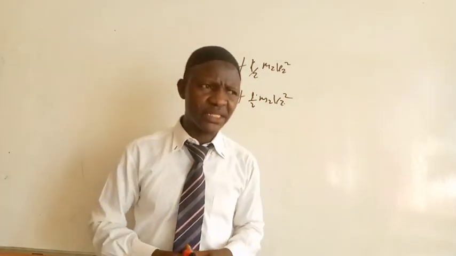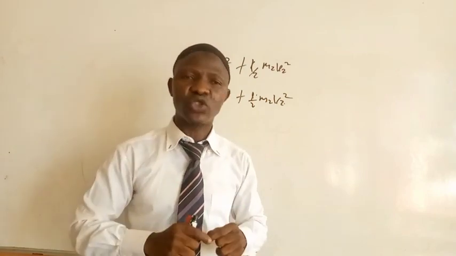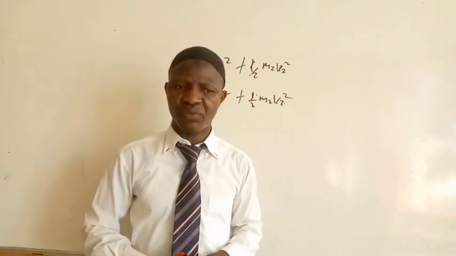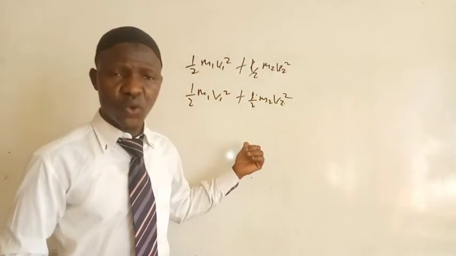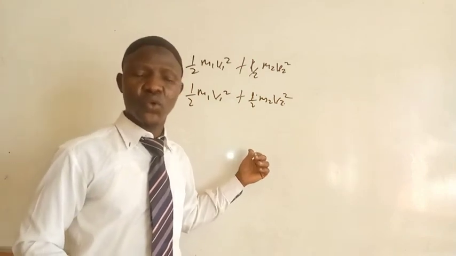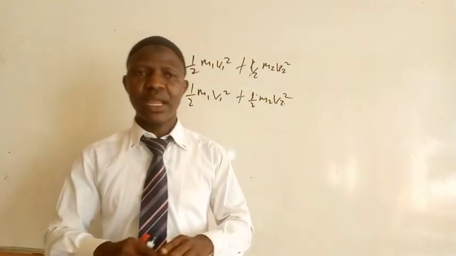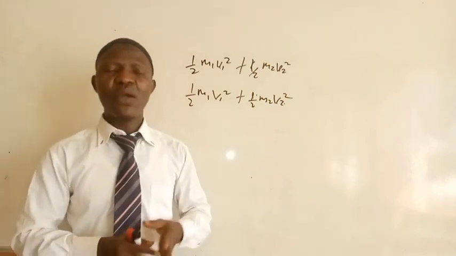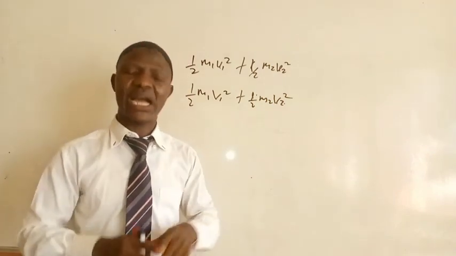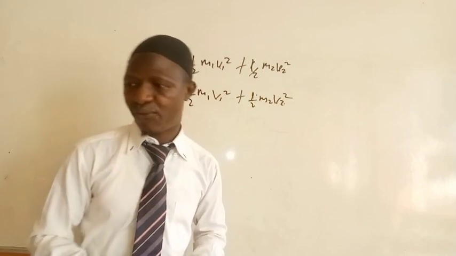And the problem is, students normally have difficulty forming the equation to solve the question when it comes to collision of two bodies. Now we are going to look at different forms by which bodies can collide together and how you are going to get the formula for them.